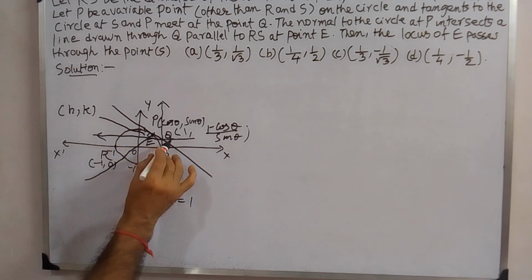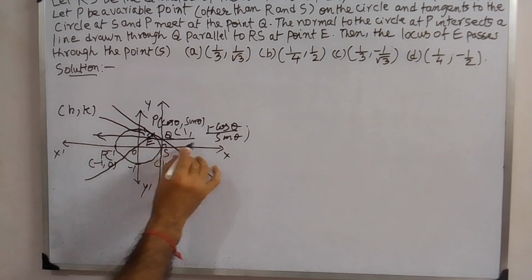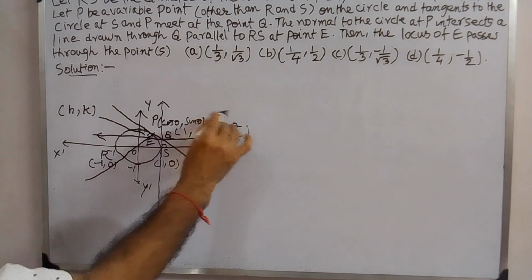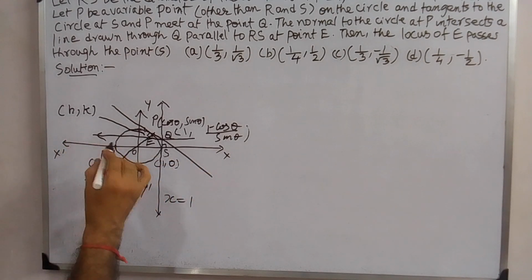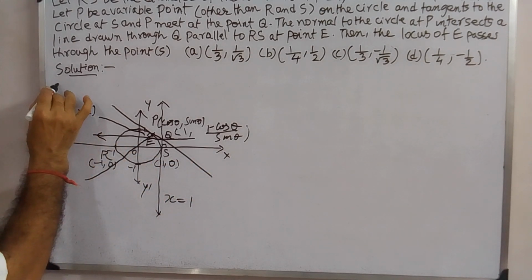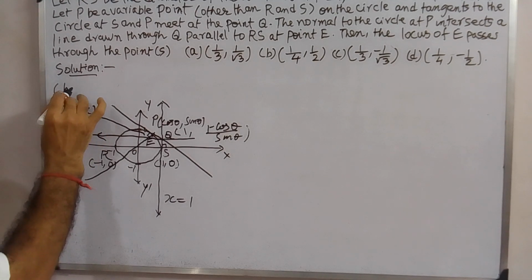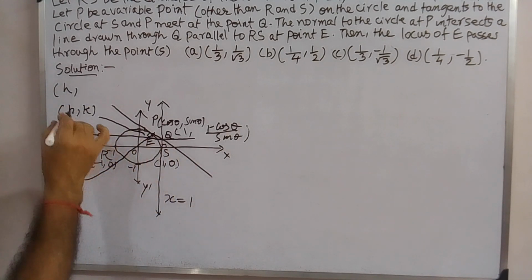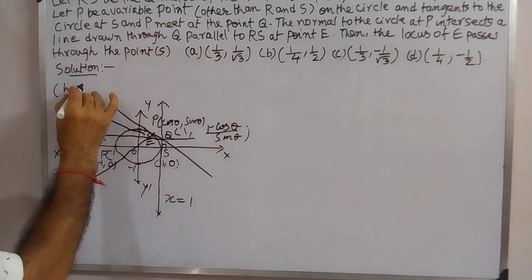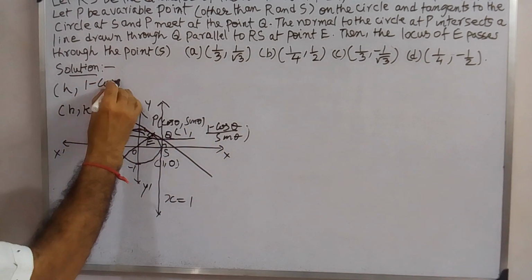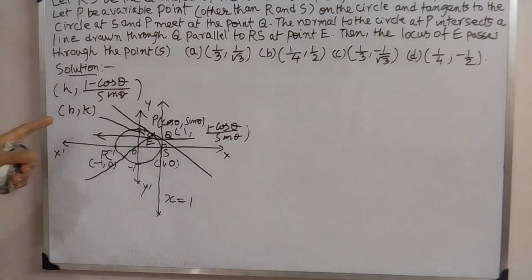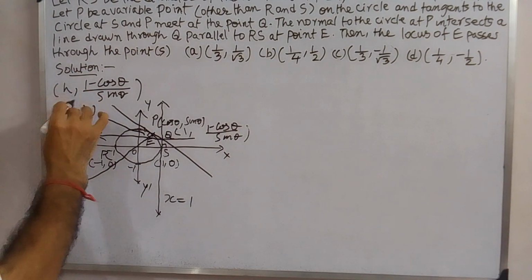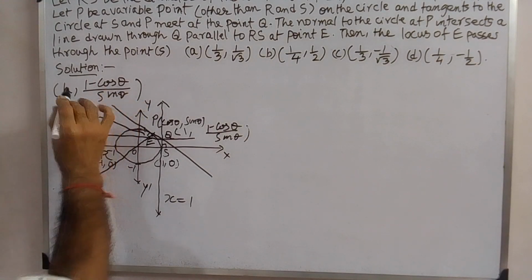Suppose I am taking this line QE. Every point on the line QE will have the same y coordinate, because this is the line parallel to the x-axis. So for E, the x coordinate may be any number, but the y coordinate, the k value, will always be 1 minus cos theta divided by sin theta. So k equals 1 minus cos theta divided by sin theta. I have to find h in terms of this value now.